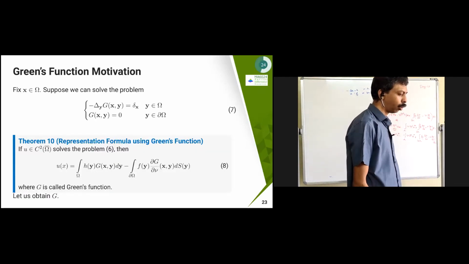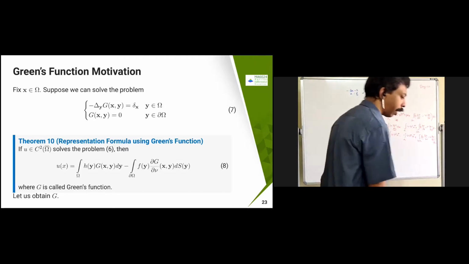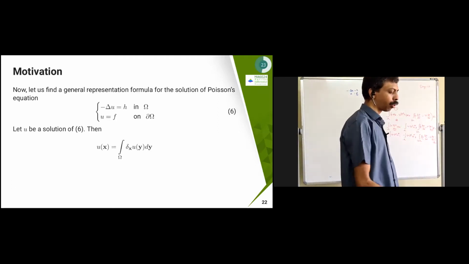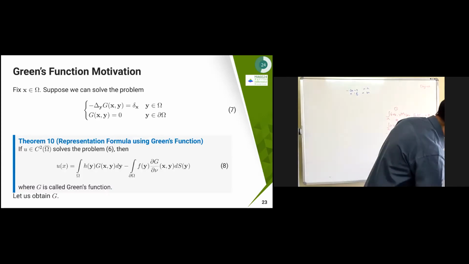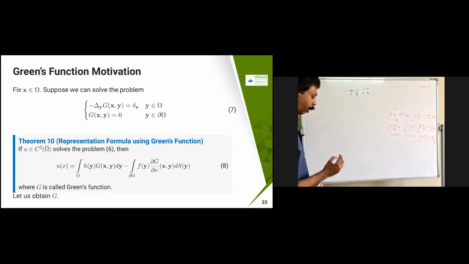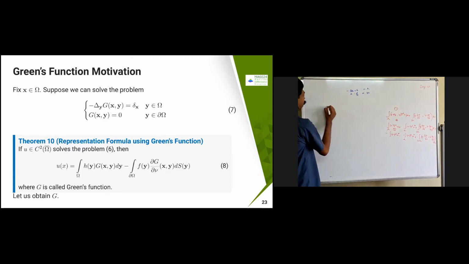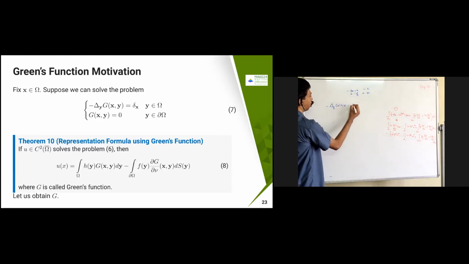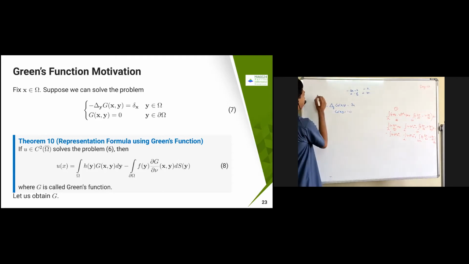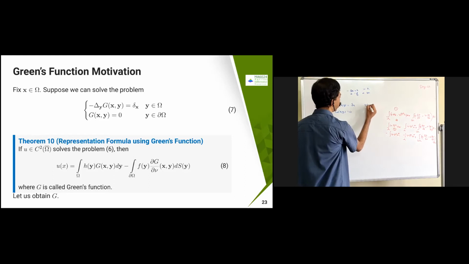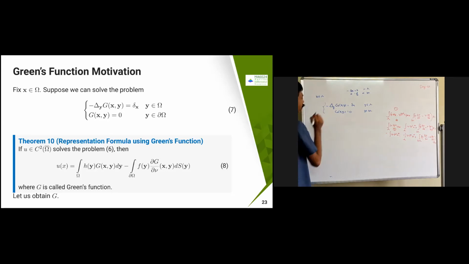that. Here I have chosen h, right? So instead of that, I'm just going to solve this problem: minus del y of g of x, y equal to delta x, and g of x, y equal to 0. I just fix an x belongs to omega, and y belongs to omega, and y belongs to dou omega. So this is the problem which I am going to solve.